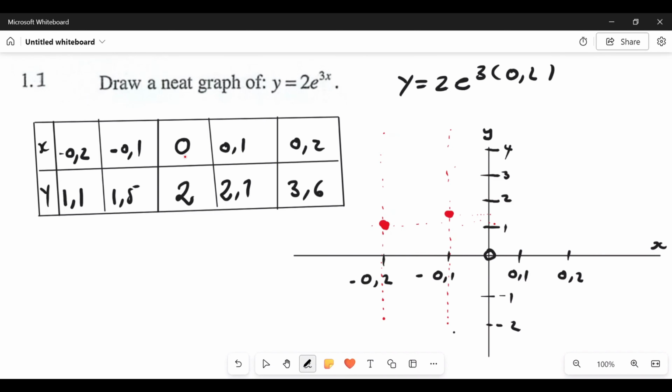Now when x is 0, remember x is 0 on the y-axis, and then y is going to be 2. So that is an intersection, which is 0 and 2. And then when x is positive 0,1, which is this side on the positive side of the x-axis, then our y is going to be 2,7. Now, 2,7, when you look on the y-axis, is going to be somewhere almost close to 3. So we can put it here, right? And then you do it then. So when our x is 0,2, our y is going to be 3,6.